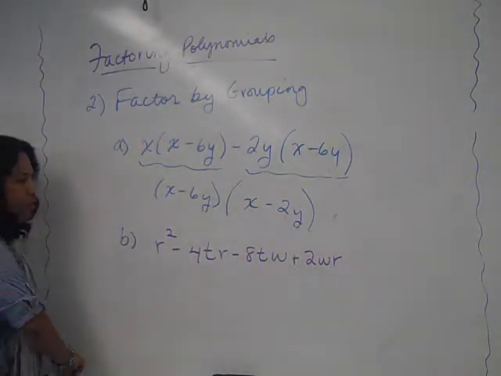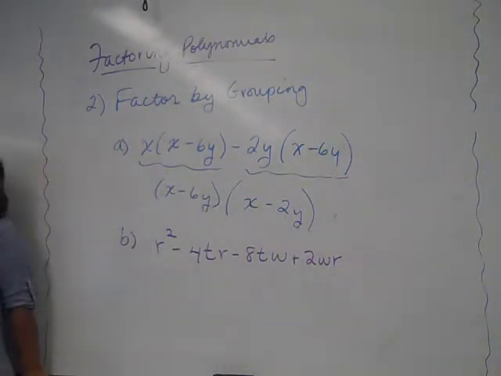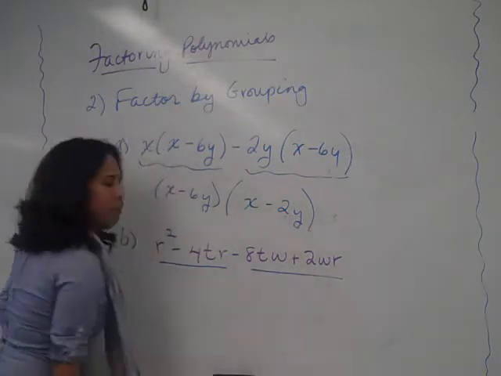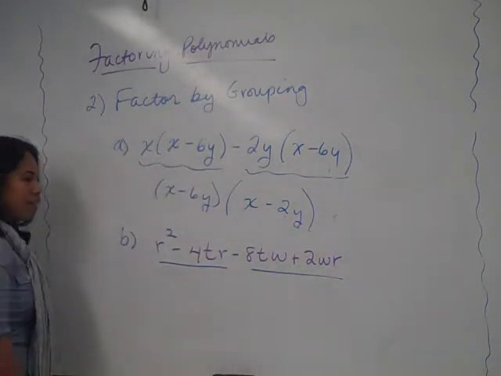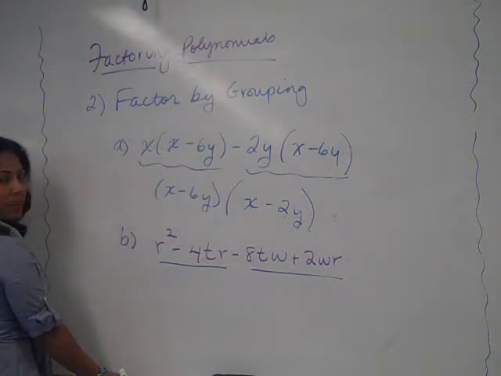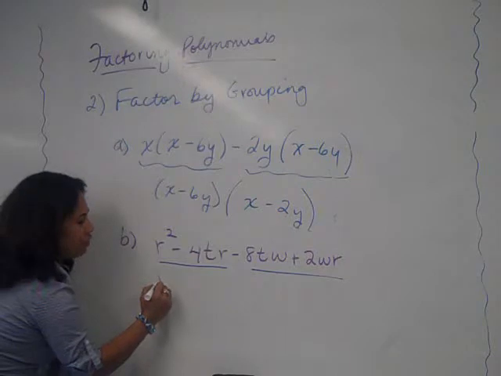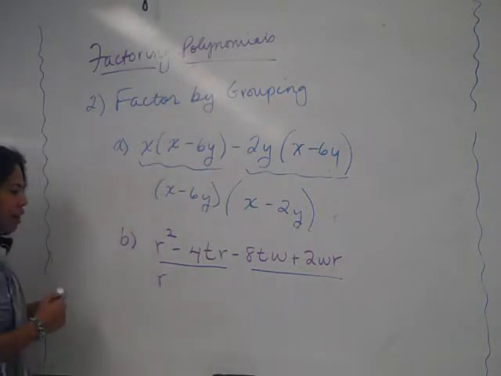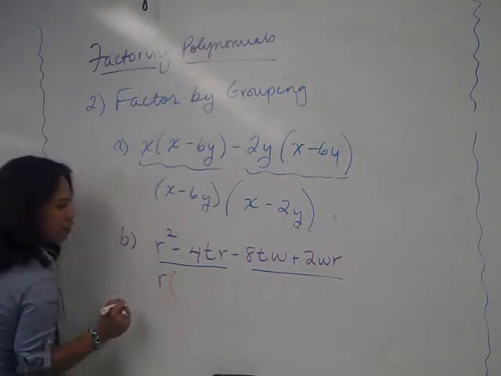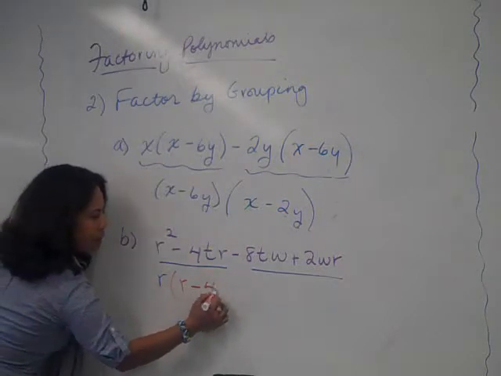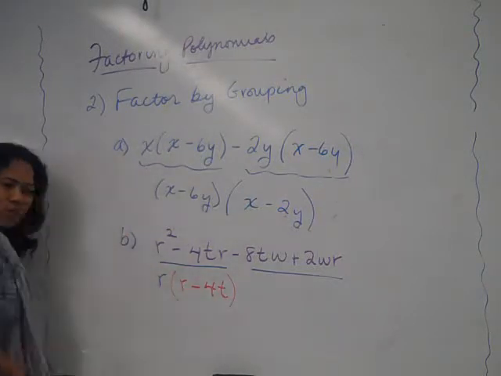So, what two do you want to group? R to the second. You remember the tip I told you earlier? Which two do you want to group? First two and second two. Okay? Right. Look at the first two. What do you have in common? R. Did you say R? Let's factor R out. If I factor R out, tell me what do I have left? R minus 4T. Close?